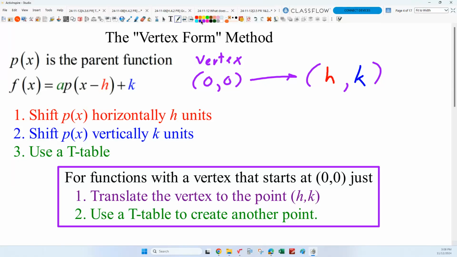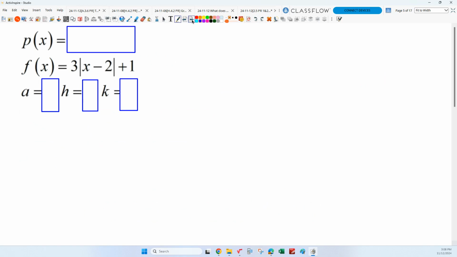Okay? And then to get the rest of the graph, we're just going to use a t-table, and we'll go through a couple examples. Before we jump into that, though, I want you guys to practice looking at a function and determining what are the values of a, h, and k. So we'll go through a couple practice problems here. Now I'm giving you f of x. f of x is this function right here, 3 times the absolute value of x minus 2 plus 1.